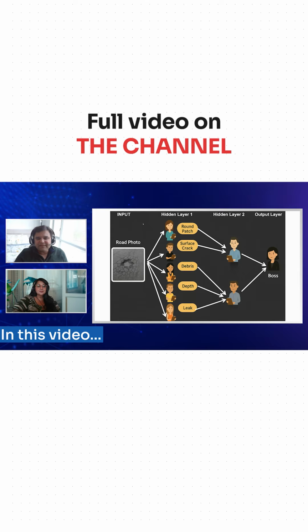You want to detect a pothole. Think of these hidden layer neurons as some junior analysts who are working, and one person is just looking at a round patch. The other person is looking for surface cracks, another is looking for debris, another is looking for depth, leaks, things like that, right?